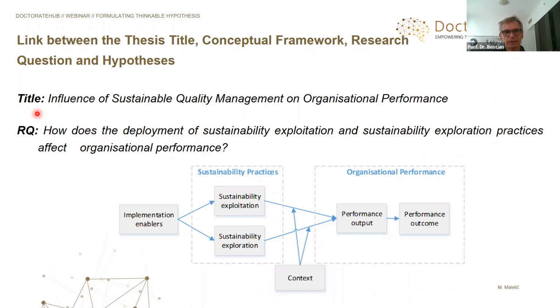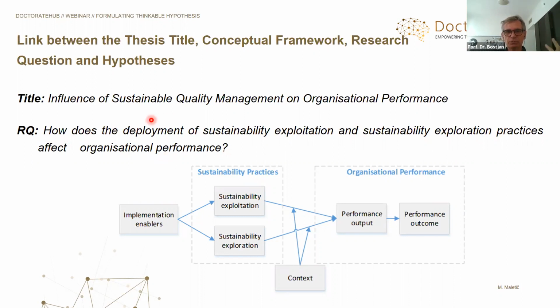So the title of the thesis was The Influence of Sustainable Quality Management on Organization Performance. I mean, based on the title, you expect the influence of sustainable quality management on organization performance. Then you read the research questions. The original question: how does the deployment of sustainability exploitation and sustainability exploration practices affect organizational performance? So once again, you have organization performance here, once here and once here.